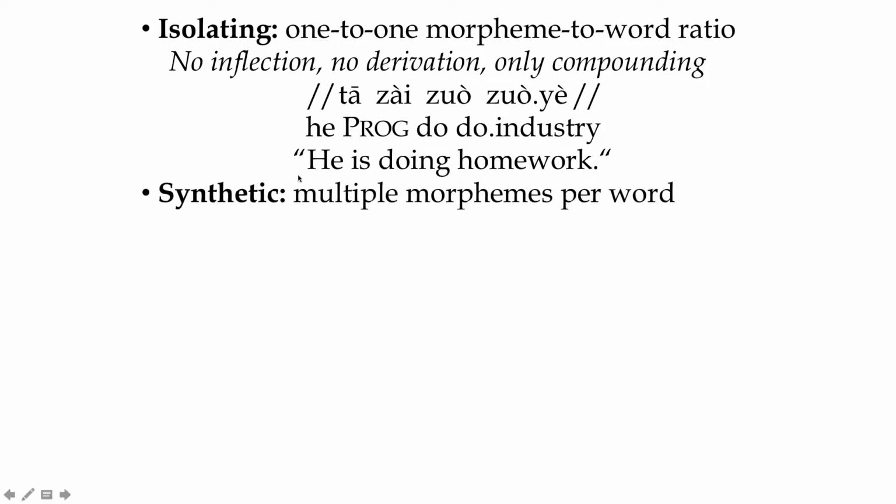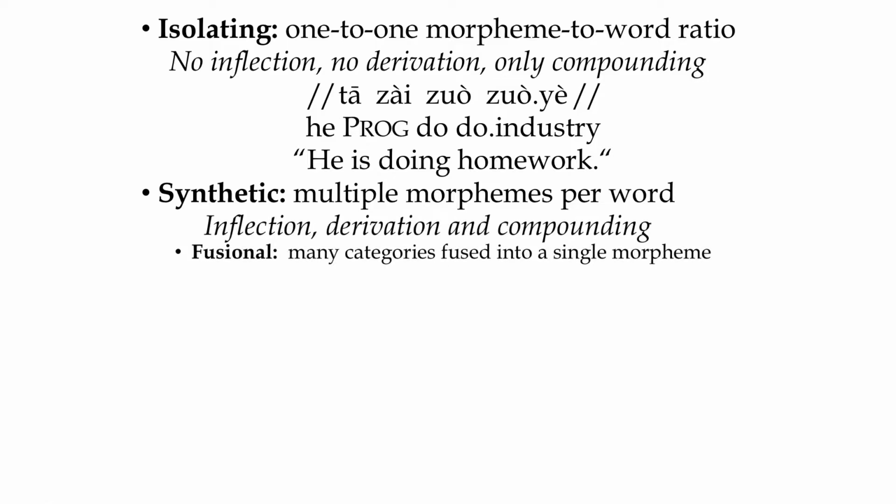Synthetic languages would be more complex, languages that have multiple morphemes per word. So these languages would allow inflection and derivation and compounding. And there's two main types of these synthetic languages. A fusional language would be one where many different categories, many different pieces of meaning are actually fused into a single morpheme. Basically, a single morpheme is expressing multiple ideas or multiple meanings at the same time. A great example of this would be the language Russian.